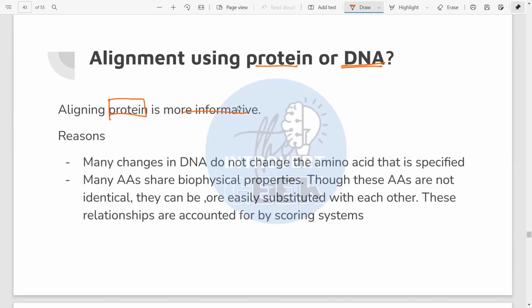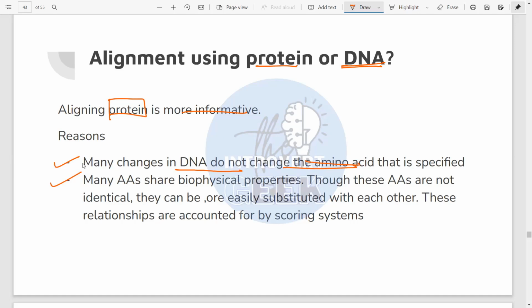Now, why is using proteins for alignment a better idea? The reasons are, firstly, many changes in DNA occur due to mutation, right? So residues change very easily due to mutation, but that doesn't mean that it changes the protein structure or the coded amino acid, right? So many changes in DNA do not actually change amino acids, and therefore, if you want to actually see what structural changes have taken place, protein is a better option.